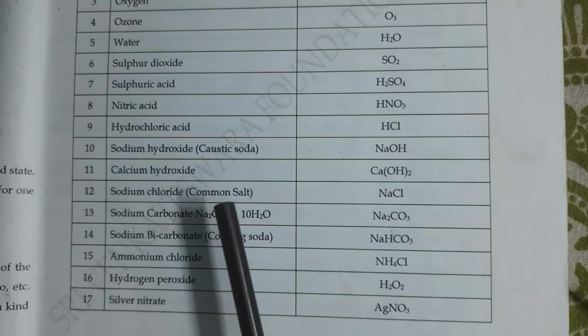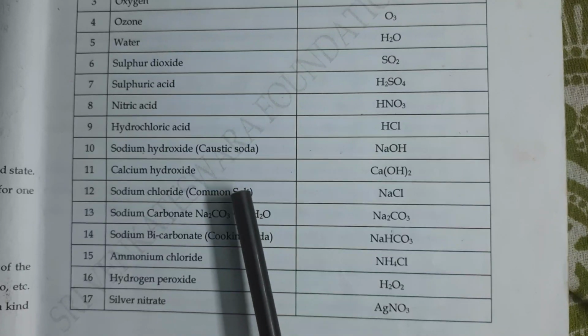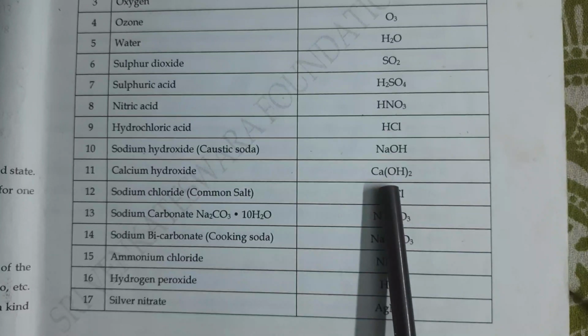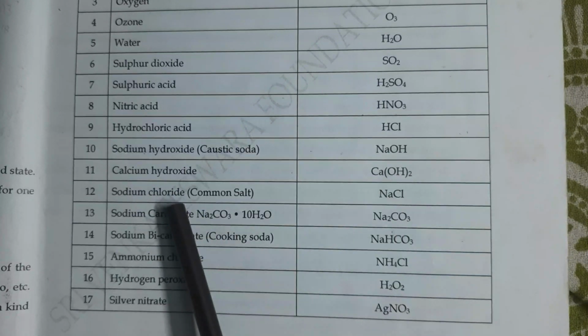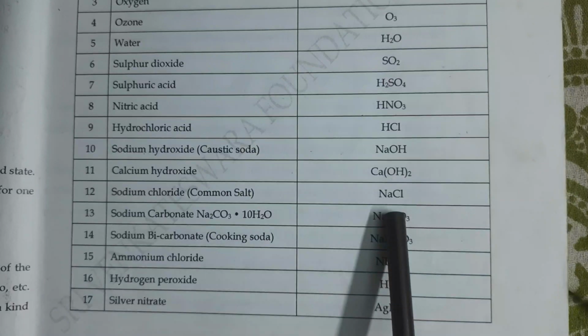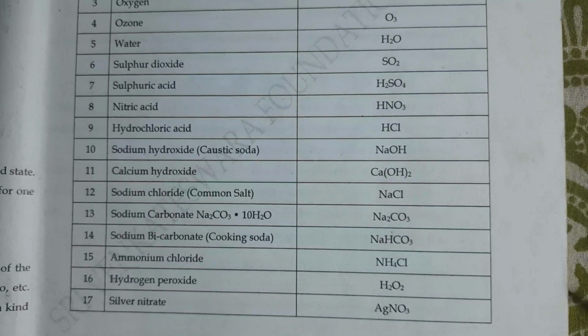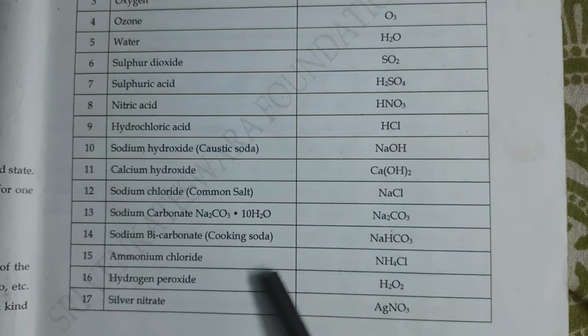We will learn later how all these atoms form a molecule. Actually atoms get stability either by losing or gaining electrons, and by then compounds form. Calcium hydroxide, Ca(OH)2. Sodium chloride, common salt, which we use daily, is NaCl. That means 1 sodium atom and 1 chlorine atom.